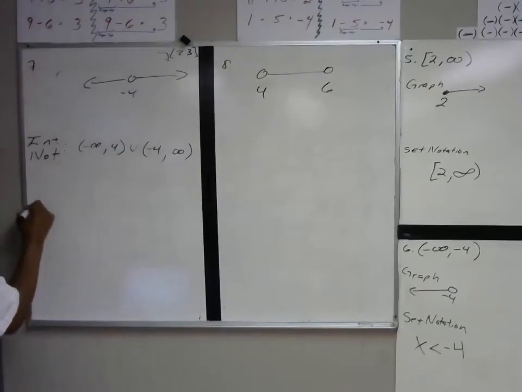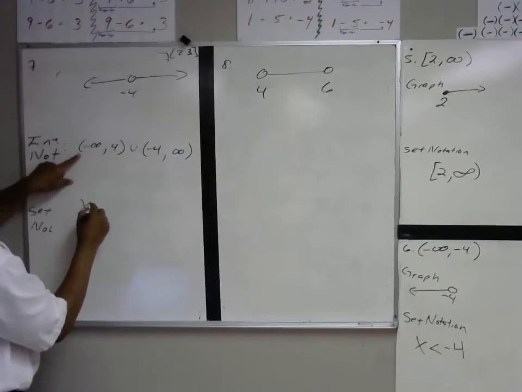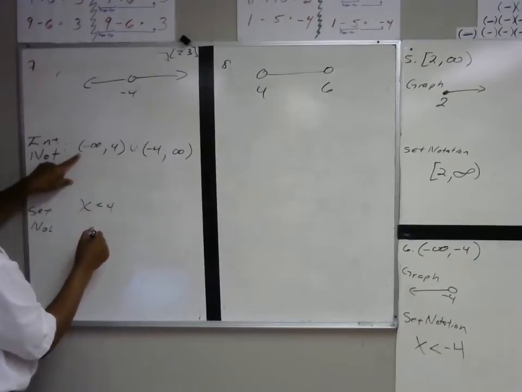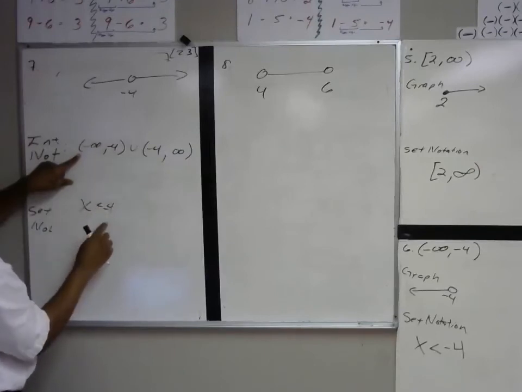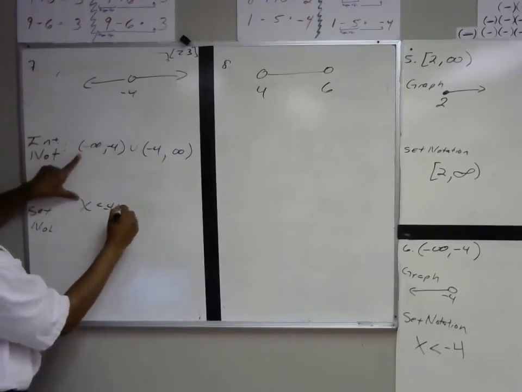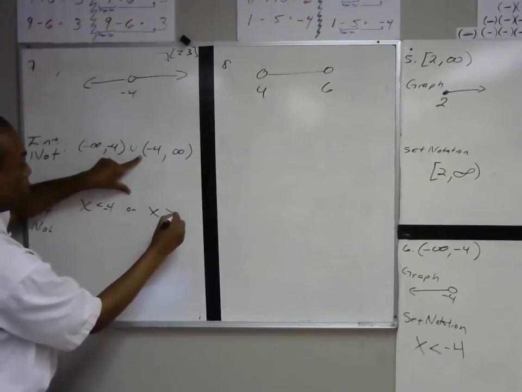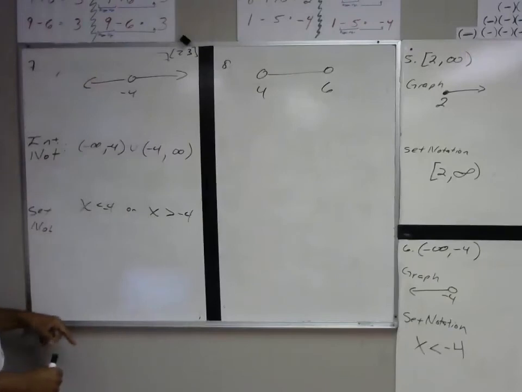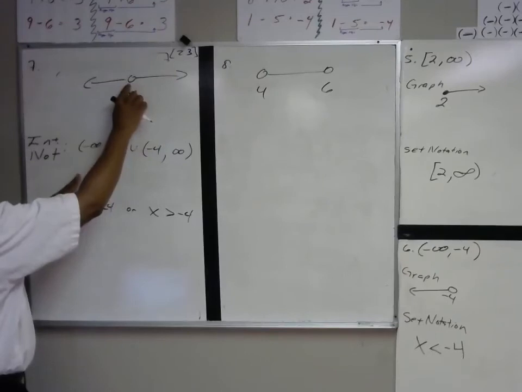Now, let's do the set notation. The set notation that represents this would be x is going to be less than -4. X is less than -4. I got my little negative there. Then, or represents the union here. X would be greater than -4. So these two represent this line with a little point missing.